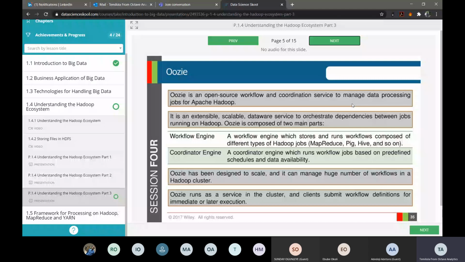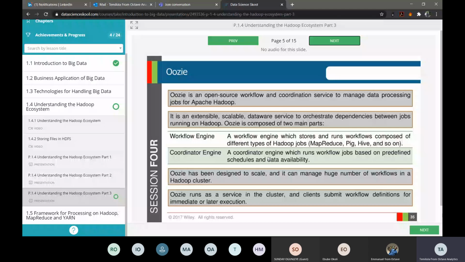So basically, it's more or less like, how do I put it? I'm looking for a very simple name to give it. Oozie is more or less like the supervisor that coordinates everything. Okay, that says, run this job now. In terms of workflow, this should come first. This one depends on this.